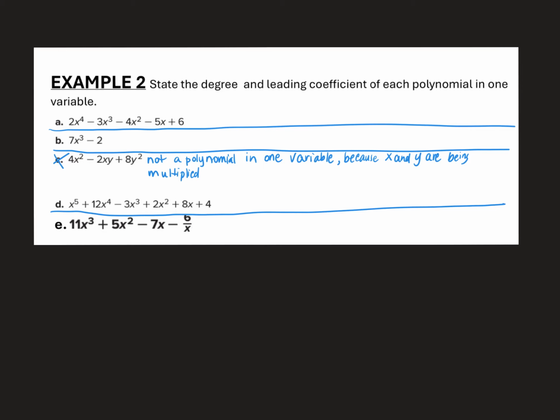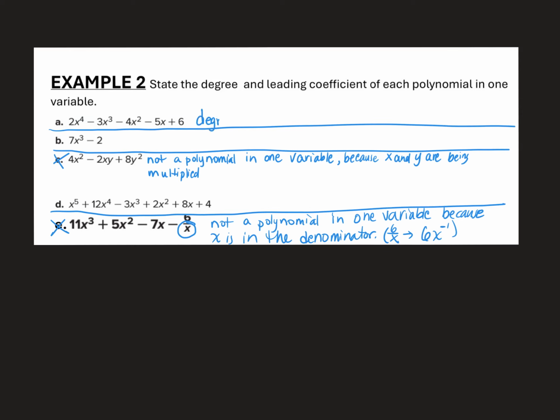And then for letter E, is that a polynomial in one variable? So looking at it, I can see that this makes it not a polynomial in one variable, because X is in the denominator. Which means with X in the denominator, you have a negative exponent. And that makes it not a polynomial in one variable. So this one, we do not have to name the degree and the leading coefficient.